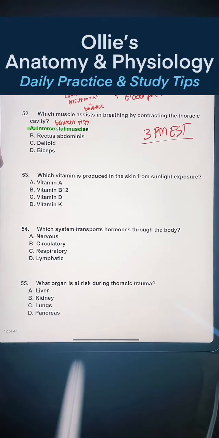53, which vitamin is produced in the skin from sunlight exposure?